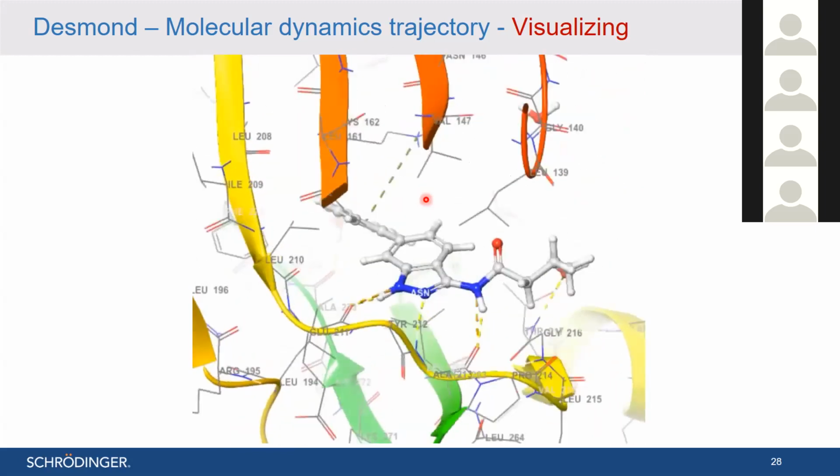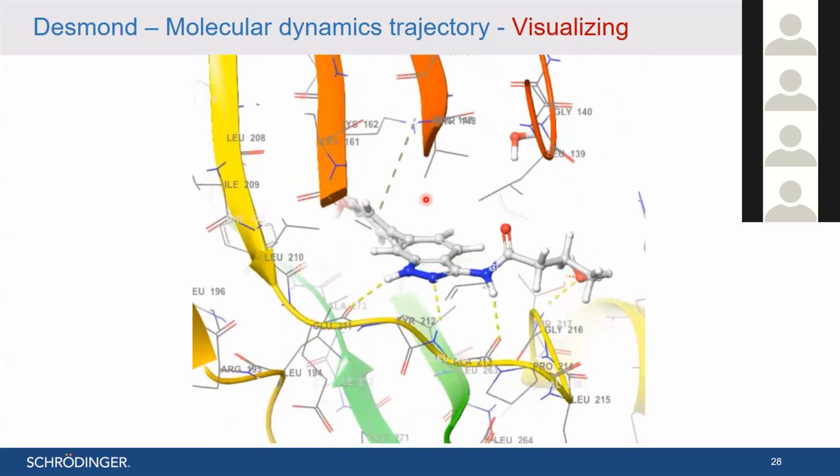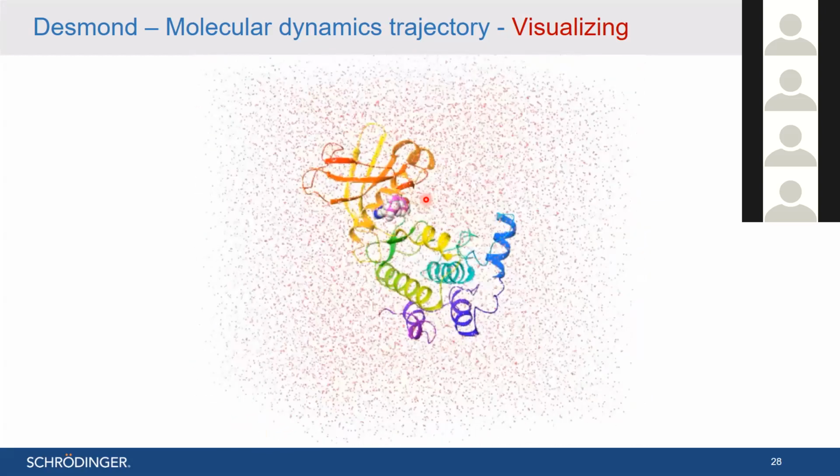So is there a better way to look at these interactions? Can I be more confident on what are the most stable interactions? How is the protein interacting with the ligand? Can I do more analysis?